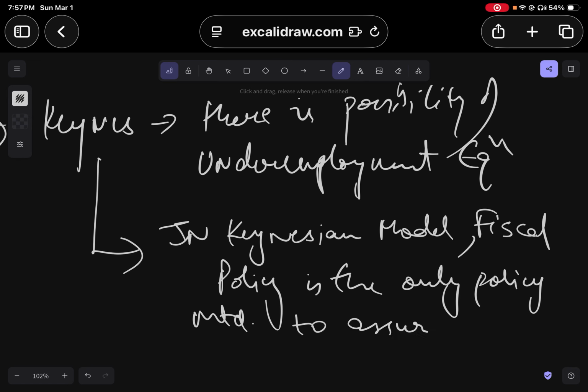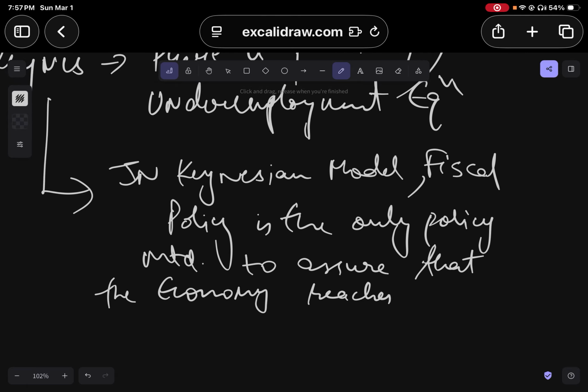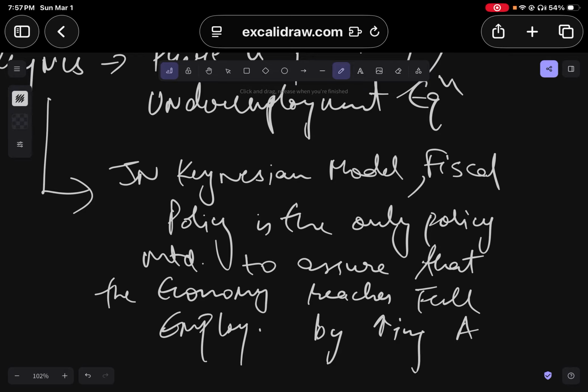To assure that the economy reaches full employment by increasing AD. This can happen by shifting the AD curve upwards, by increasing government expenditure, or by reducing taxes.